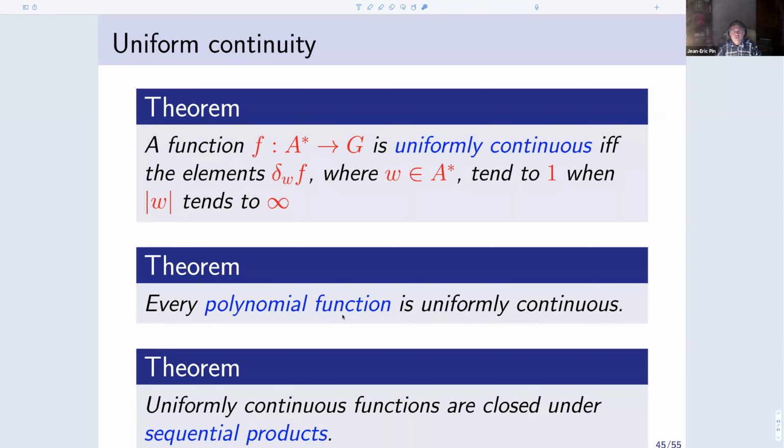And actually, you can see this is a consequence of the following result, that uniformly continuous functions are closed under the sequential product. So a sequential product of uniformly continuous functions is uniformly continuous. And since you can get all polynomial functions this way, you get the second thing.